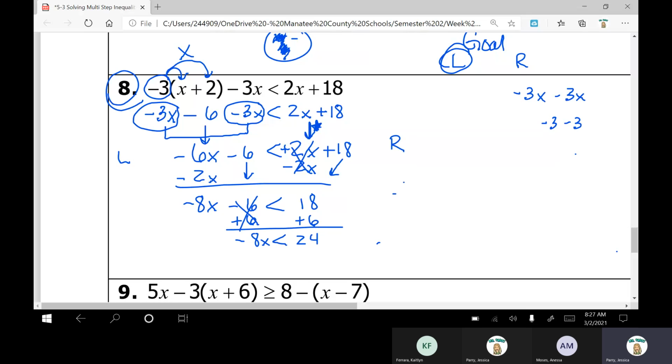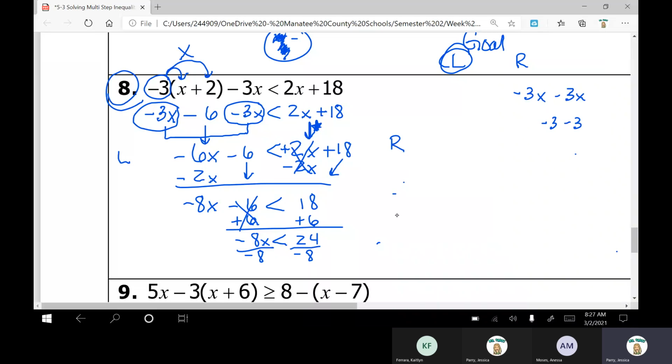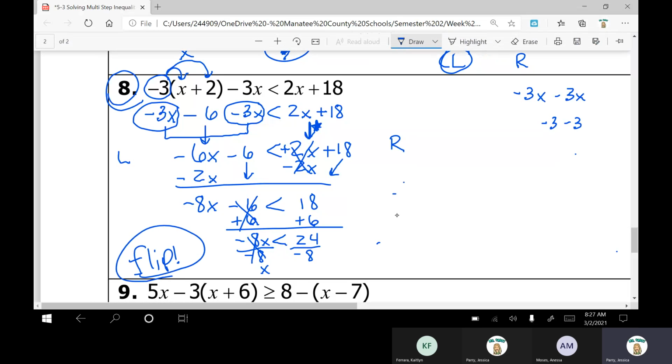One more step, we need to get rid of that -8. You read that as -8 times x, so let's do the opposite. Divide by the number in front of the variable, which is a -8. Divide by -8, so those cancel out. Here's my variable x. Should I flip my sign? Yes, we should, because your rule, remember to flip your sign if you multiply or divide by negative numbers. So I'm going to flip my sign so it's facing the other way.